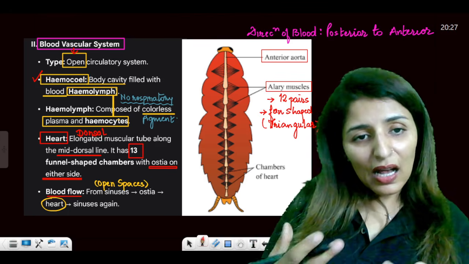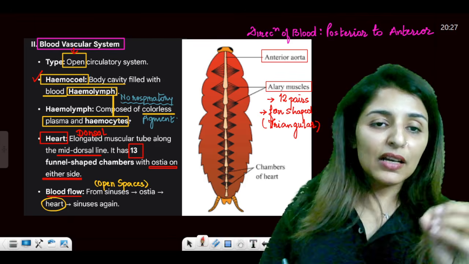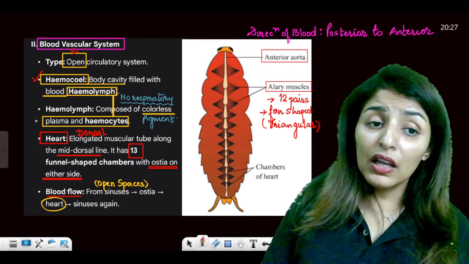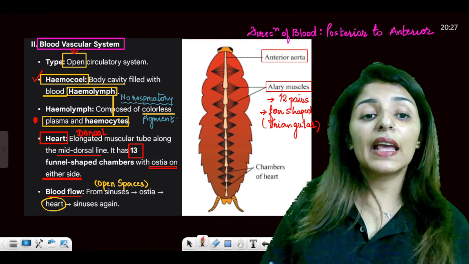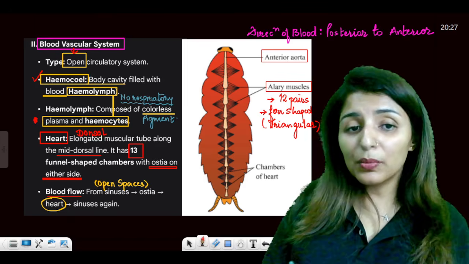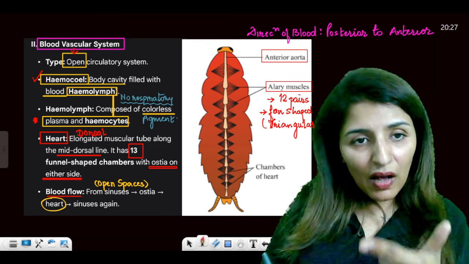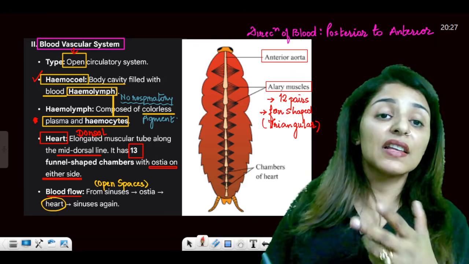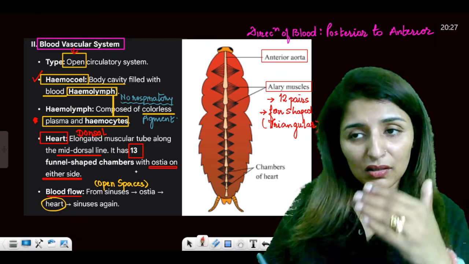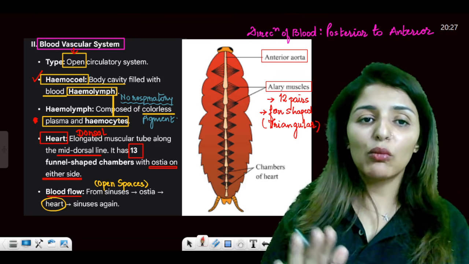Now, like us, the blood of cockroach also consists of plasma and cells. Now, the cells are not known as RBCs or WBCs. We simply call the cells of blood as hemocytes. They are more phagocytic like WBCs. I hope this point is clear. So, the blood vascular system consists of blood, it consists of heart, and the third thing it will have is the coelom, which is all filled, the sinuses, right? The cavity is divided into certain sinuses, which is all filled with hemolymph.